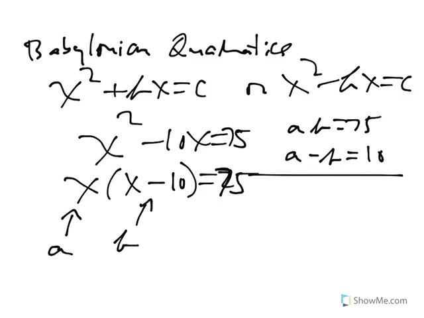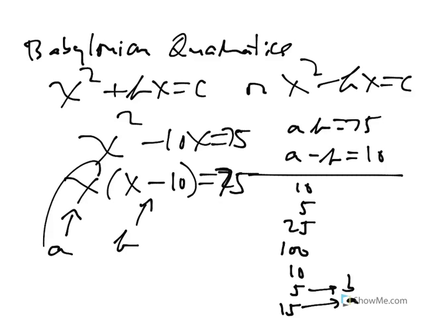And we have this process: 10 divided by 2 is 5, 5 squared is 25, 25 plus 75 is 100, square root of 100 is 10, 10 minus 5 is 5, 10 plus 5 is 15. Now, the A is the bigger one, and the B is the smaller one, but the A was the x, so x is 15, and that's the answer to this question.